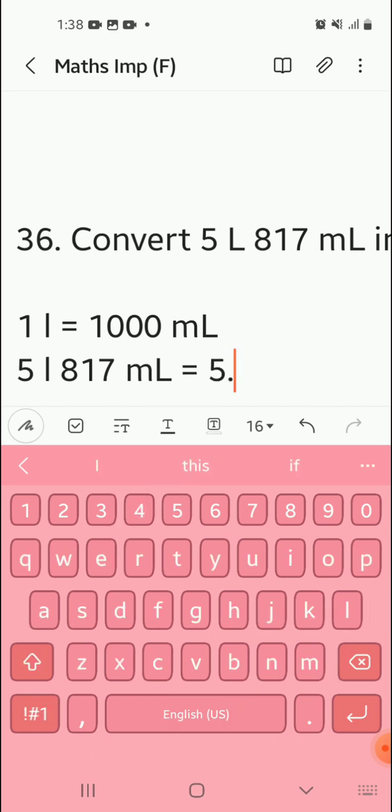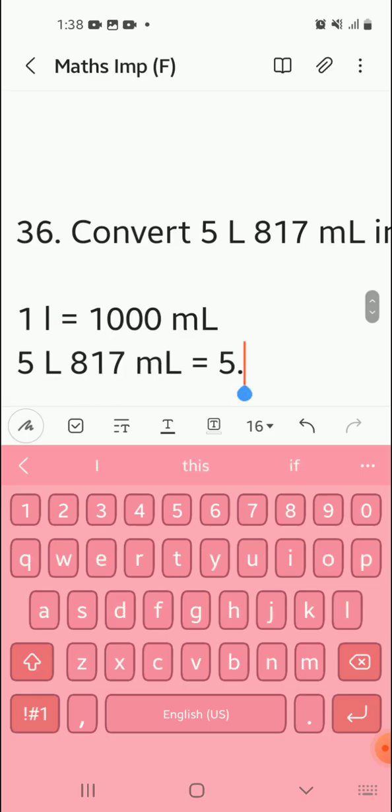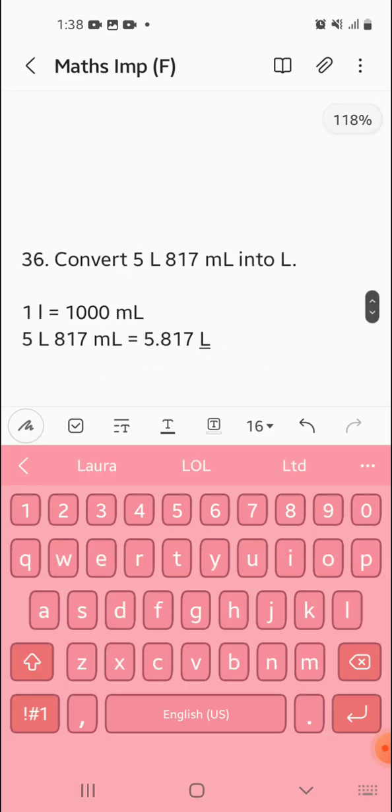Whatever is given in litre form already, we write before the decimal point, and whatever is written in ml we write after the decimal point. So it is 817, and the total thing becomes litre. So this is my answer.